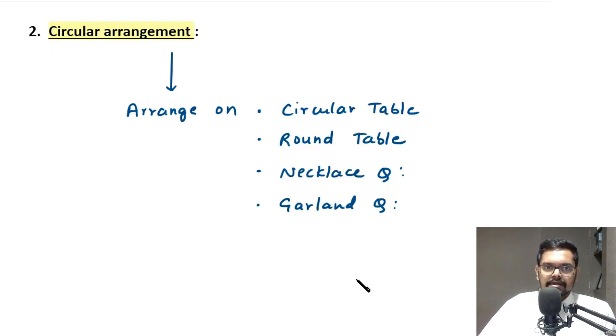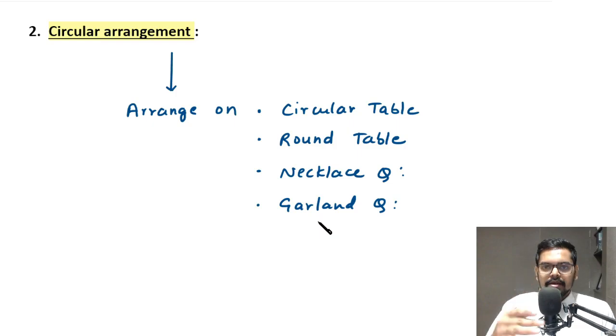Circular arrangement means arranging objects or persons on a circular table. In a word problem, the keywords would be circular table, round table, necklace, or garland. Like arrange stones in a necklace. A necklace is a circular object, so it is a circular arrangement. Similarly, flowers in a garland, so again a circular arrangement.